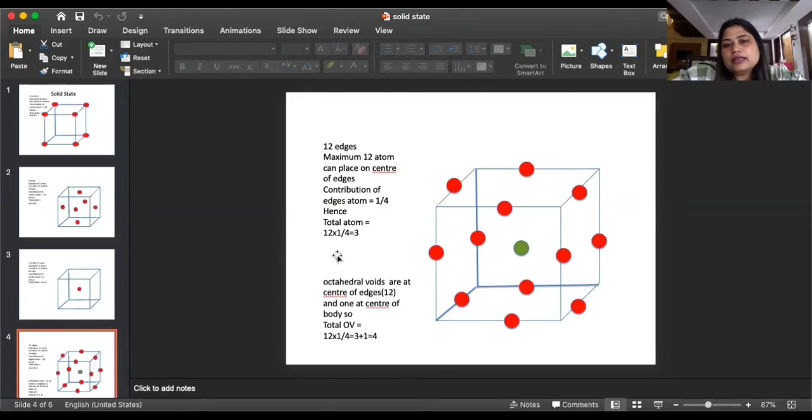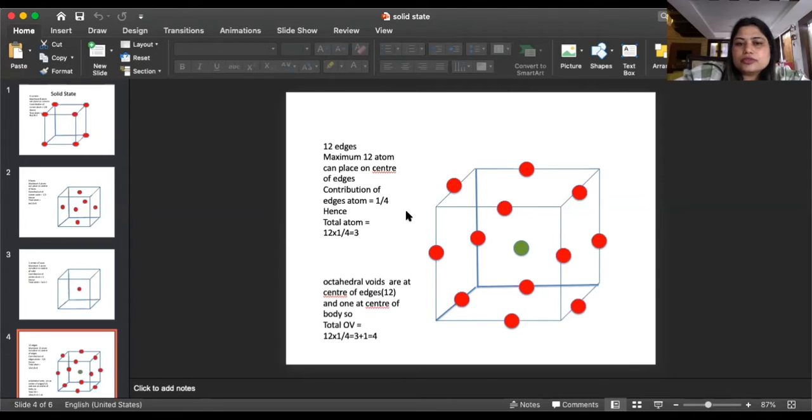See carefully, there are 12 edges and we place atoms on the center of the edges. In this way we can place 12 atoms because there are 12 edges in a cube. You can see I place the red color atoms at the center of the edges, and similarly I place 1 atom in the center of the cube. This is the position of the octahedral voids. Now the question is where the octahedral void is situated. It is the center of the edges and the center of the cube. Because the centers of the edges are 12 places, we place 12 atoms and 1 in the center.